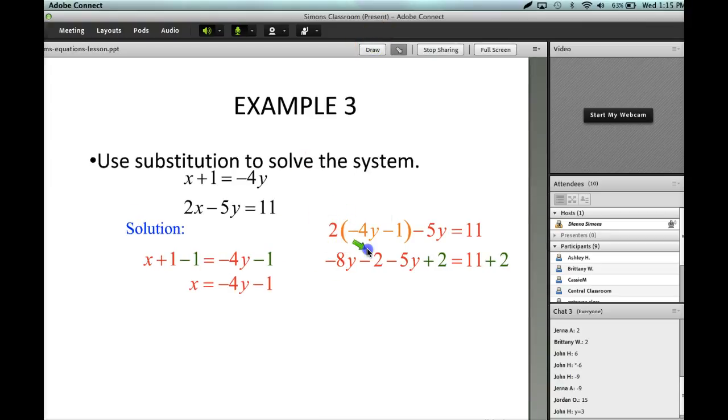So we distributed. That's the 8y minus 2 minus 5y. We're going to add 2 to get rid of this. Yes. Or you can combine like terms. You don't exactly have to do it in that order, right? Then if you combine negative 8 and negative 5, you get negative 13. You added 2 over there. So what did you get for y? Negative 1. Okay, now, where's the easiest place to put that negative 1 to solve for the other variable?